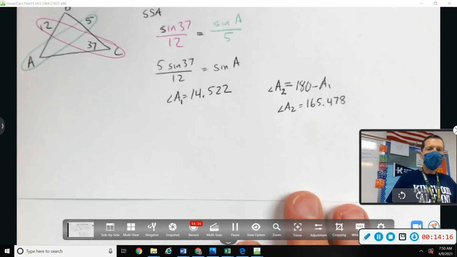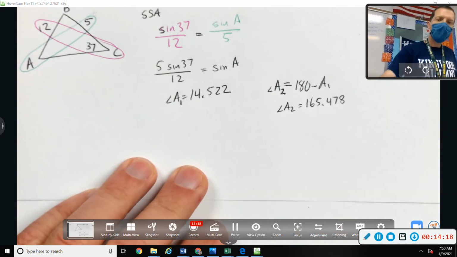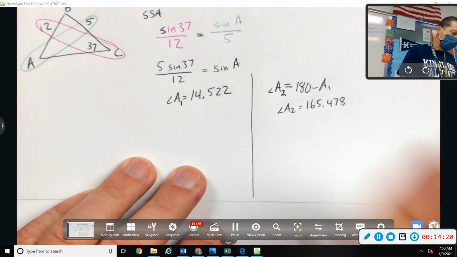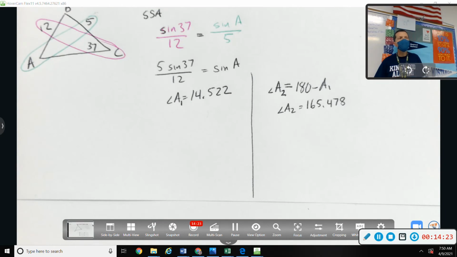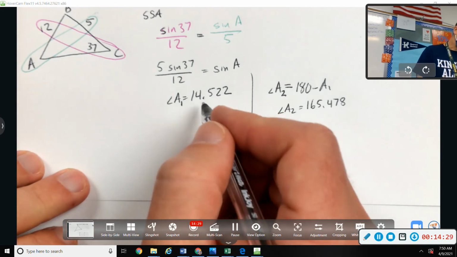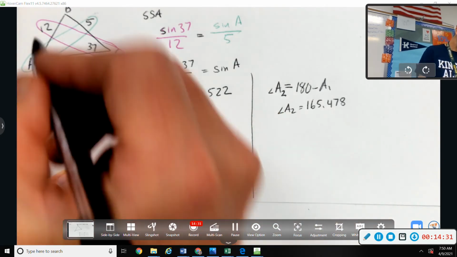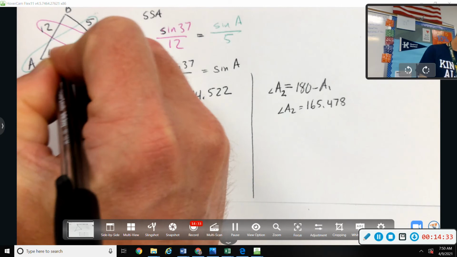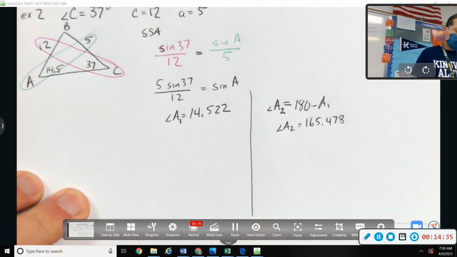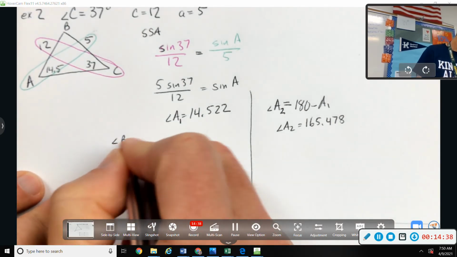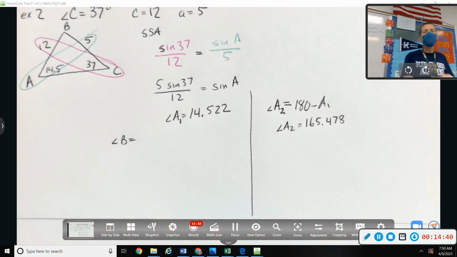So now this looks like we're going to have two separate problems, or two separate triangles. One where angle A is 14 and one where angle A is 165. So let's work the one with angle A1 and see what happens, and then we'll go and do angle A2. How can I find angle B? Subtract from 180.